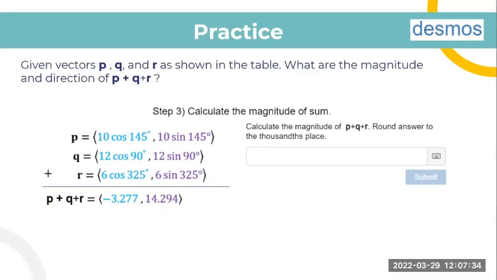So now we're on step 3, which is calculating the magnitude. Once you get to step 3, you can ignore all of those individual components, all those individual vectors, because now we're only dealing with the resultant. We're only looking at the sum. So now that we have p plus q plus r, we want to calculate the magnitude of that. You can do your work either in your calculator or on a piece of paper. Only put your answer here into the box.